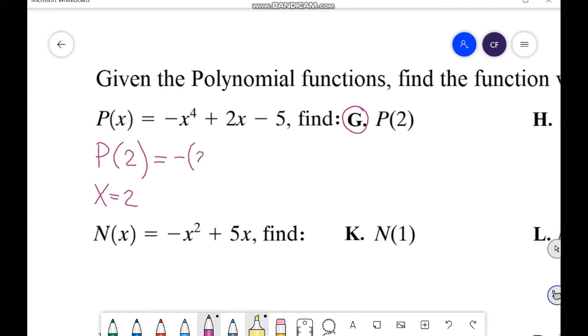Negative 2 exponent 4 plus 2 times 2 minus 5. That's it. 2 exponent 4 is 16. 16 with negative in front of it, negative 16. Negative 16 plus 4, 2 times 2, 4. Negative 16 plus 4, negative 12. Negative 12 minus 5, negative 17. So the answer here is negative 17.